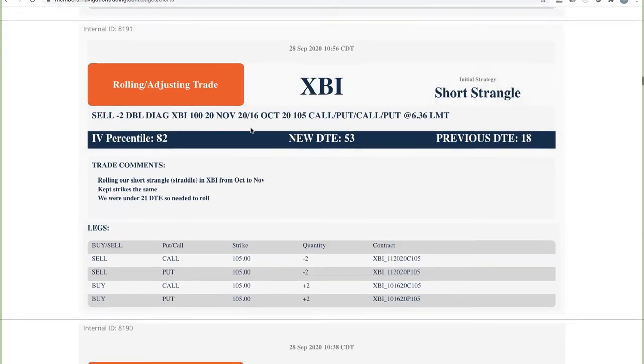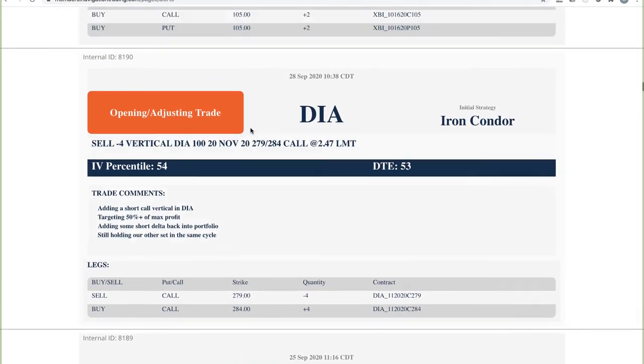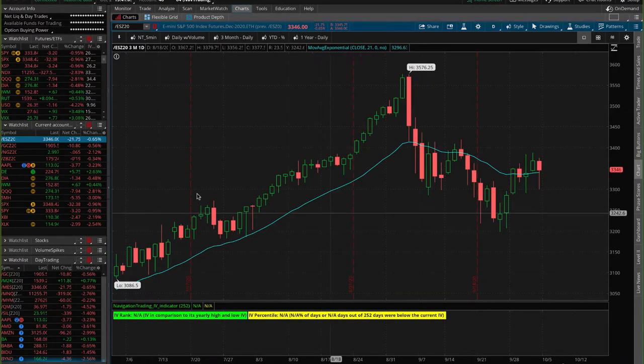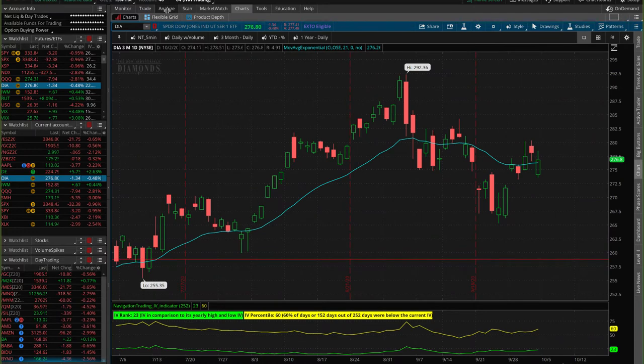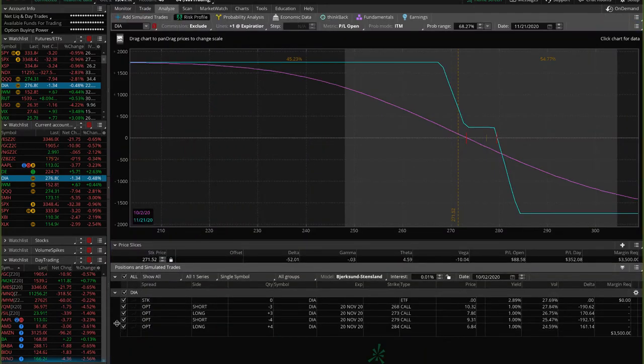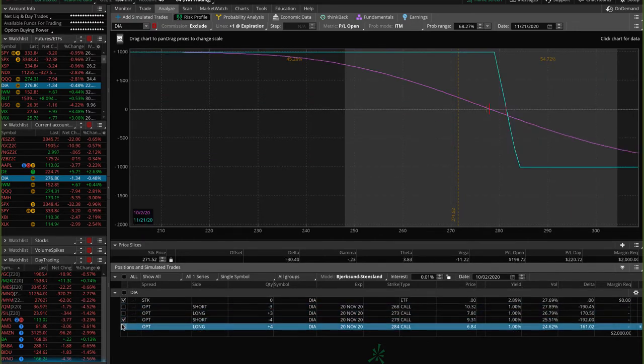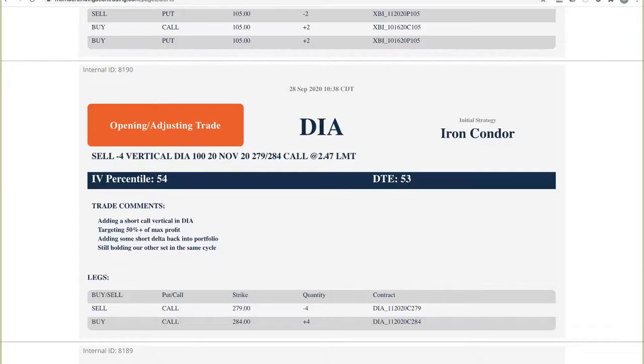So the first trade we did on Monday was DIA. We did an opening adjusting trade in DIA. We had a couple different short call verticals on. We ended up taking one off after getting assigned, waited for the market to bounce back up, and added this one back in. So now we're back to having two different short call verticals in DIA. Let's take a look at those. One of them we've got three contracts with, price is just outside of range here. And the other one we've got four contracts. This is the one we just added back, and it's pretty close to where we added it. No profit or loss at this point.